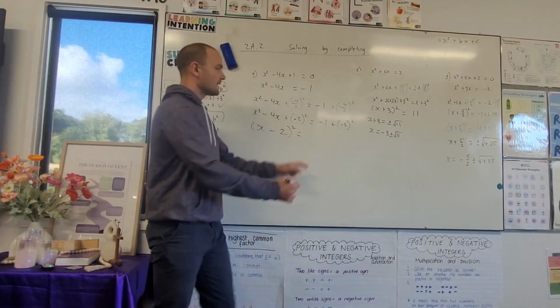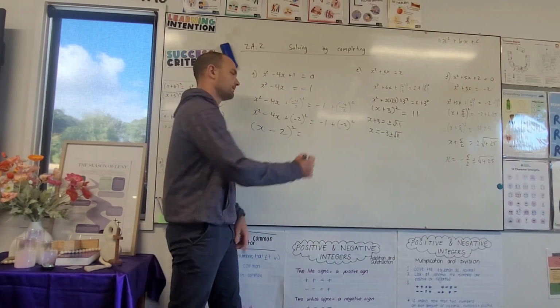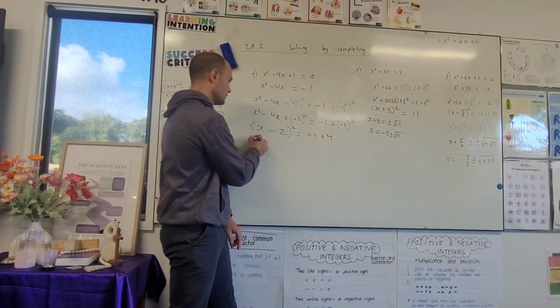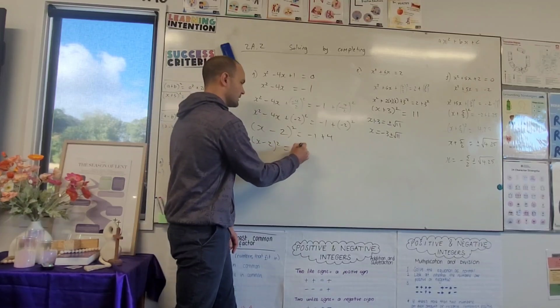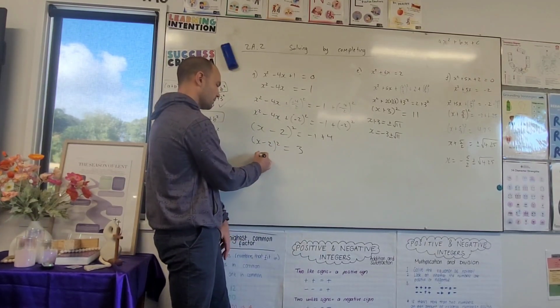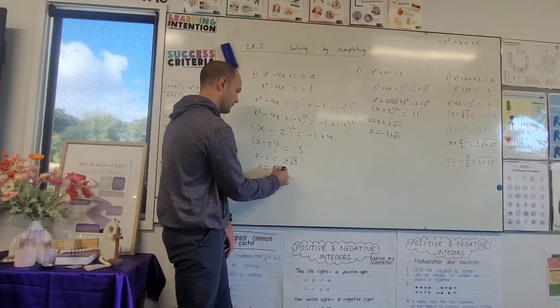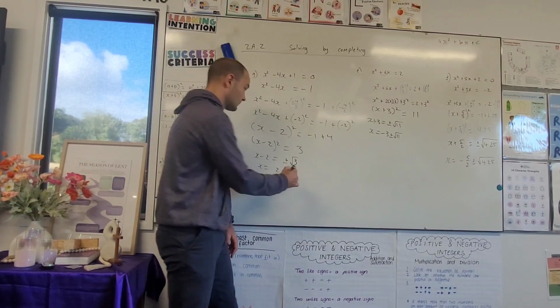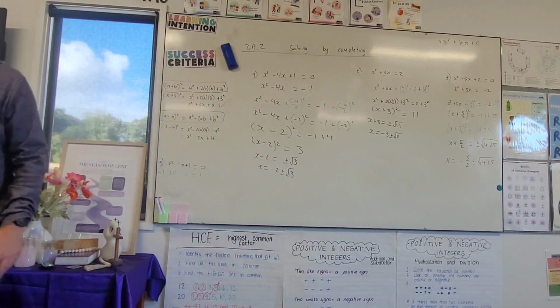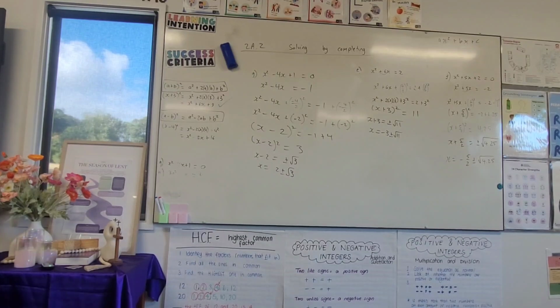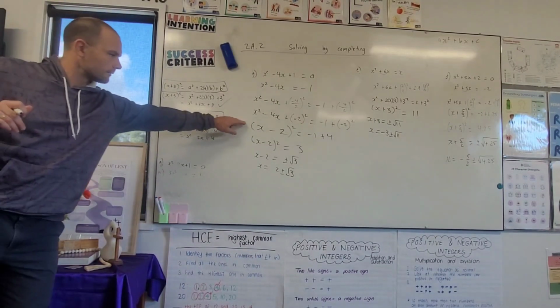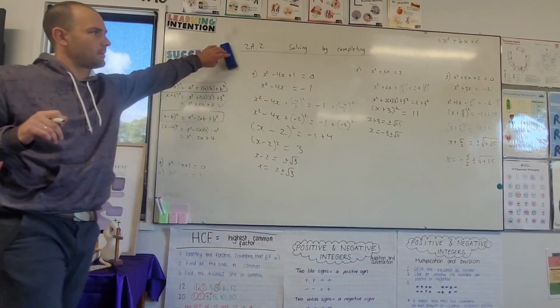Over on the right hand side, we have minus 1 plus 4. So this gives us x take 2 squared is 3. Square root both sides, and move the 2 over. I'm going quickly over that last stuff, but I think we're comfortable with that process. It's the earlier part that's a bit tricky.